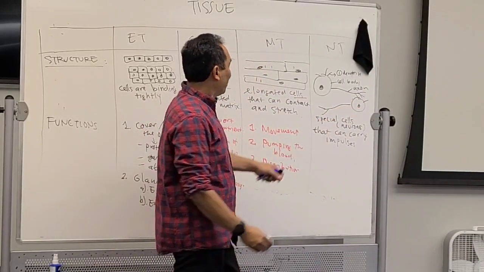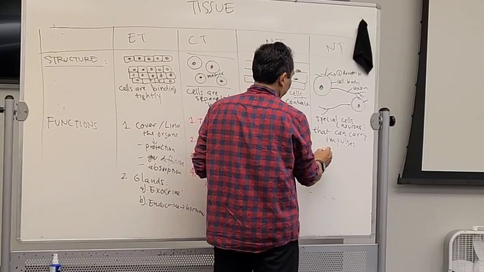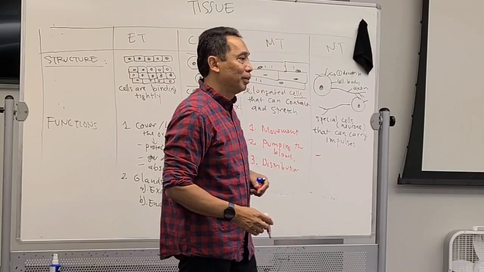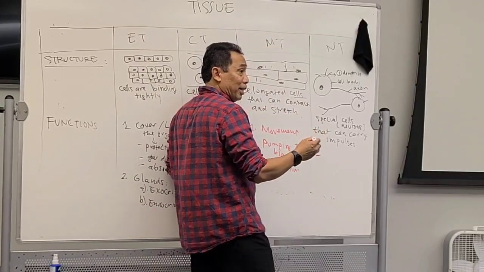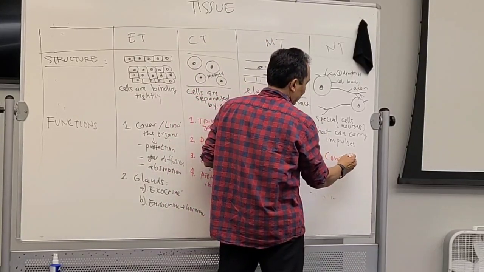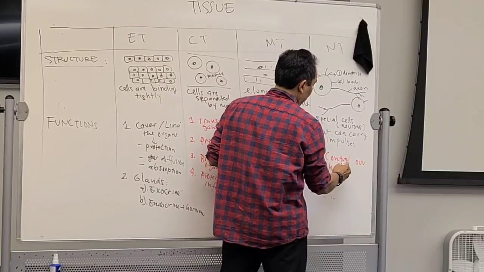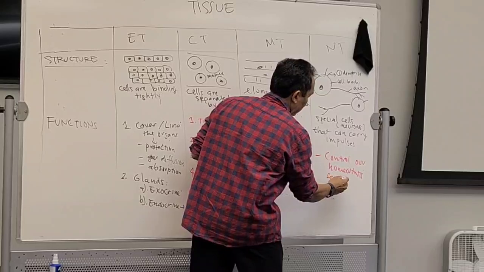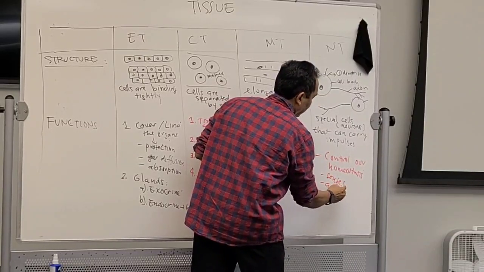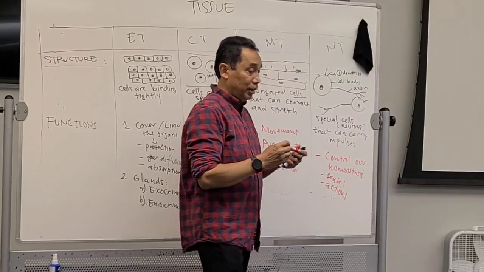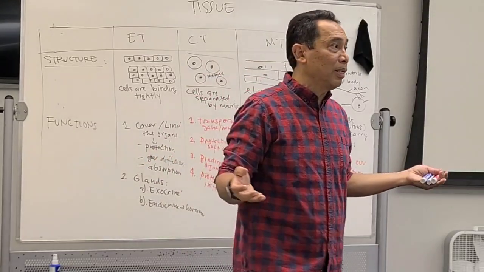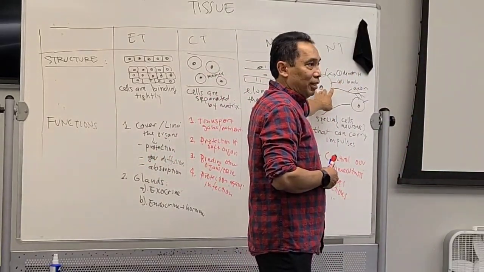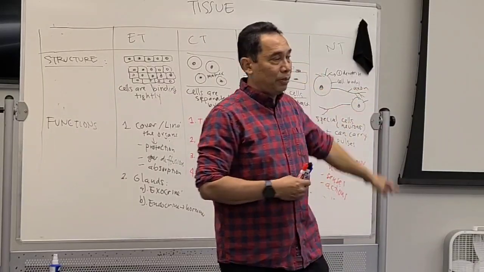Now about NT. What is the primary function of nervous tissue? Remember homeostasis, right? Control our homeostasis. Sense and action. We sense our environment, and the action we perform actually comes from the nervous tissue organ.